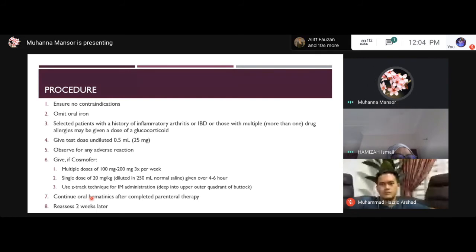If there's no adverse reaction, we can proceed with our therapeutic dosage, where I highlighted Cosmofer. We give multiple doses of 100 to 200 milligrams three times per week. If you want to give a single dose, like I mentioned before, 1000 milligrams diluted over 4 to 6 hours. And if you want to use Cosmofer IM, intramuscular, usually this is done in KK, Klinik Kesihatan.